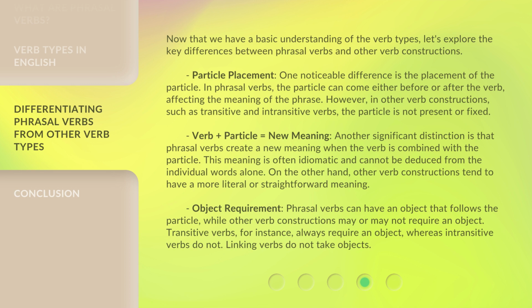Object requirement. Phrasal verbs can have an object that follows the particle, while other verb constructions may or may not require an object. Transitive verbs, for instance, always require an object, whereas intransitive verbs do not. Linking verbs do not take objects.